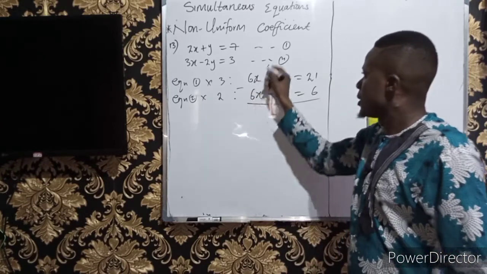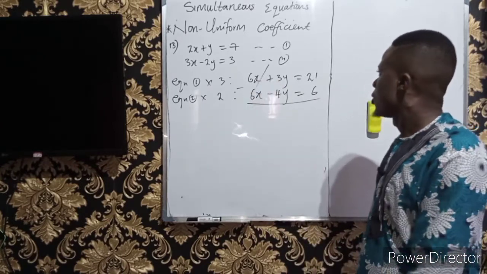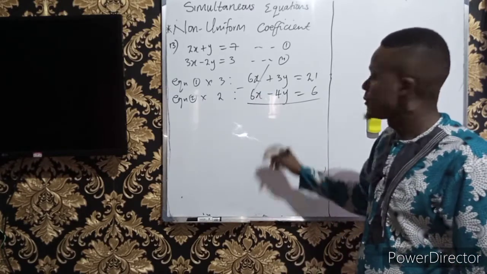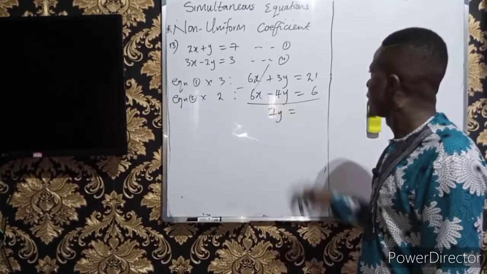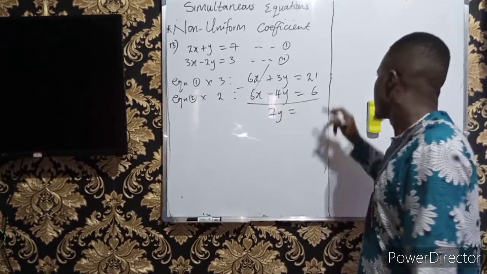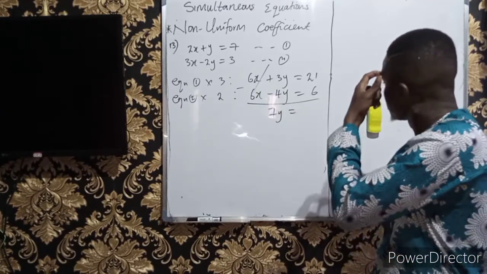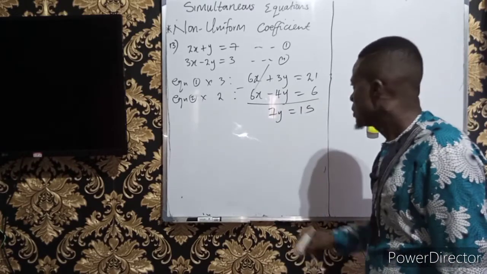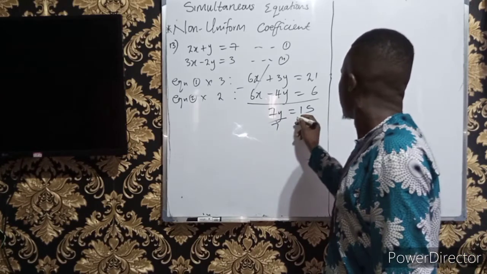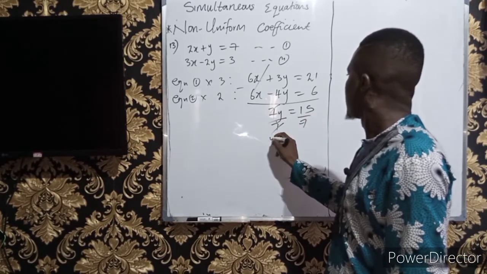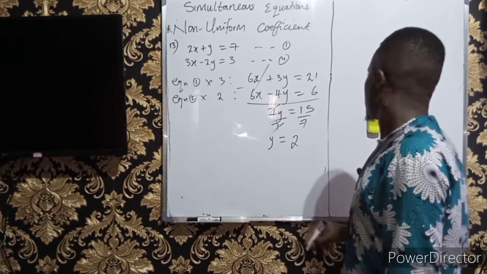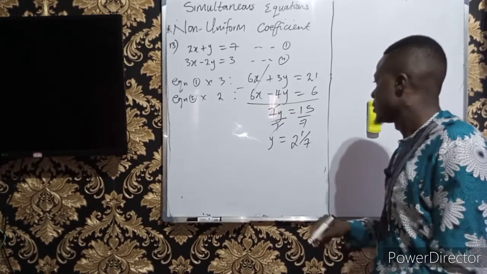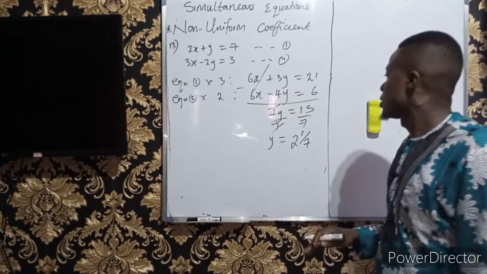Now I have to subtract to make sure that this becomes equal. So 3 minus minus 4 will give us 3 plus 4, which is 7y. 21 minus 6 is 15. Now divide both sides by 7. I will have my y as 2 whole number 1 over 7. That's just the value of y.